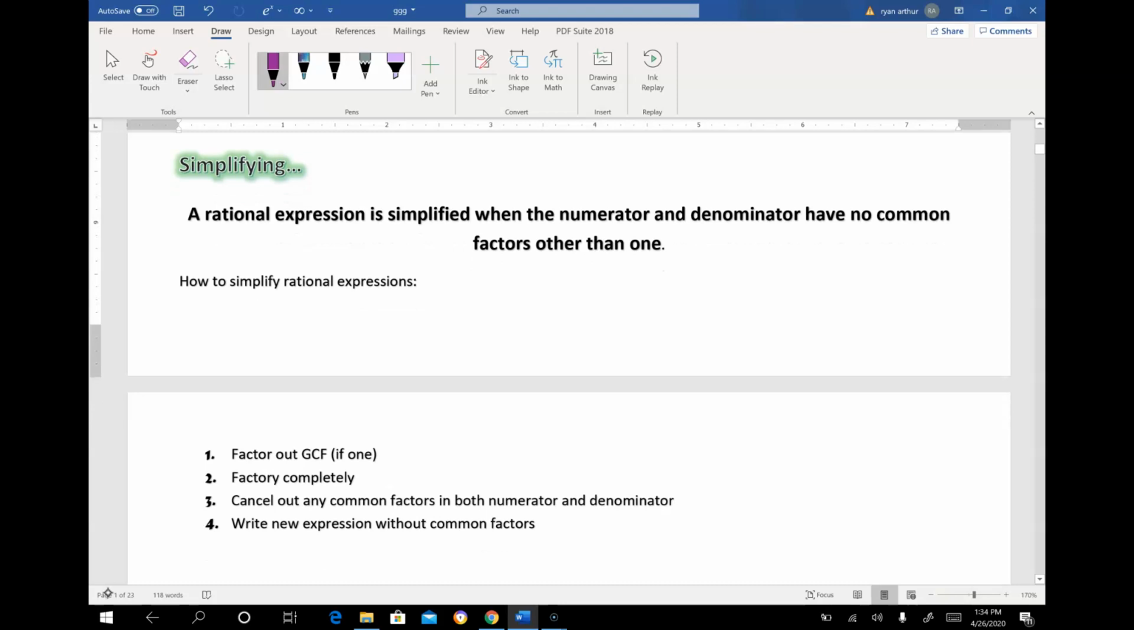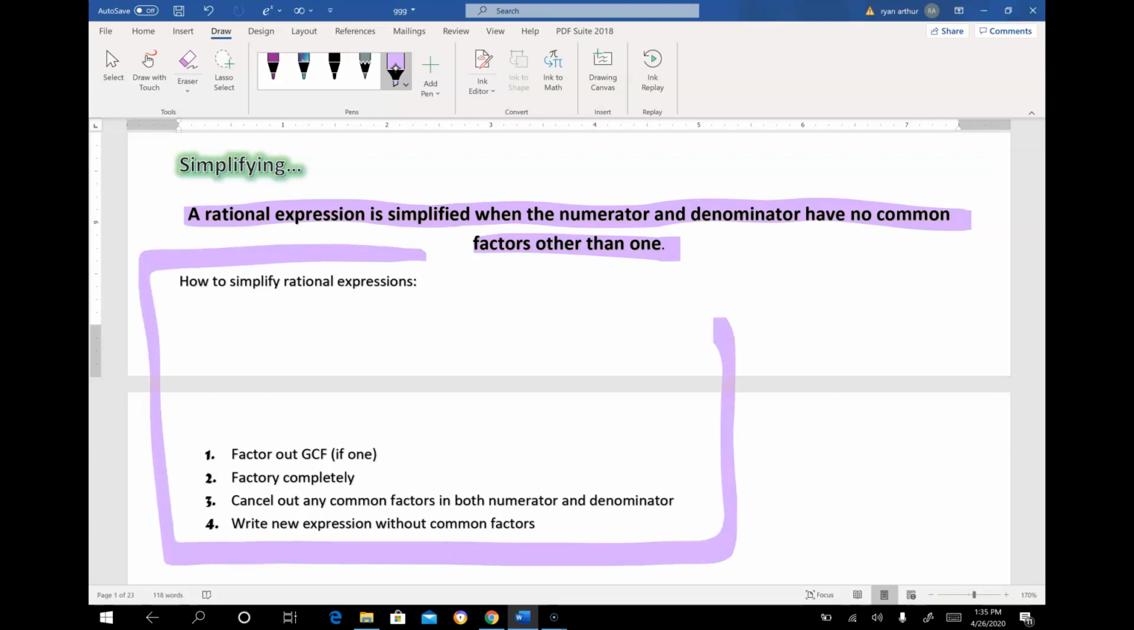So simplifying is, so a rational expression is simplified when the numerator and denominator have no common factors other than 1. That means you've canceled all the common factors that are on top and bottom of a rational expression. Okay? So how to simplify a rational expression? But here are the steps right here.